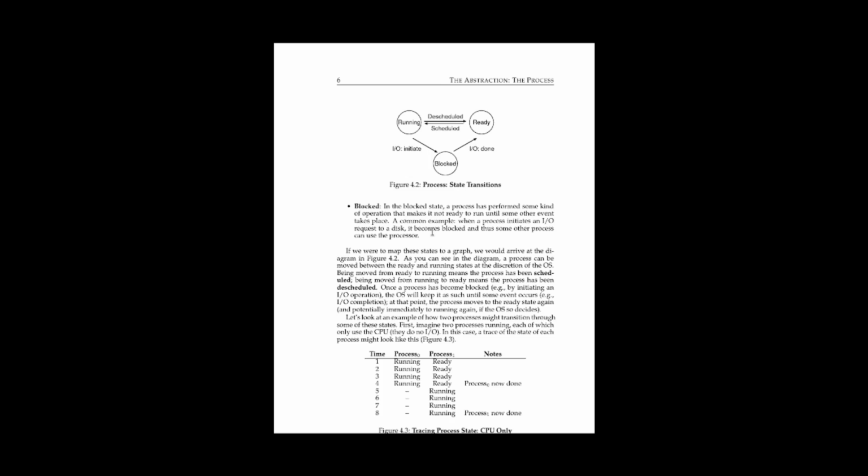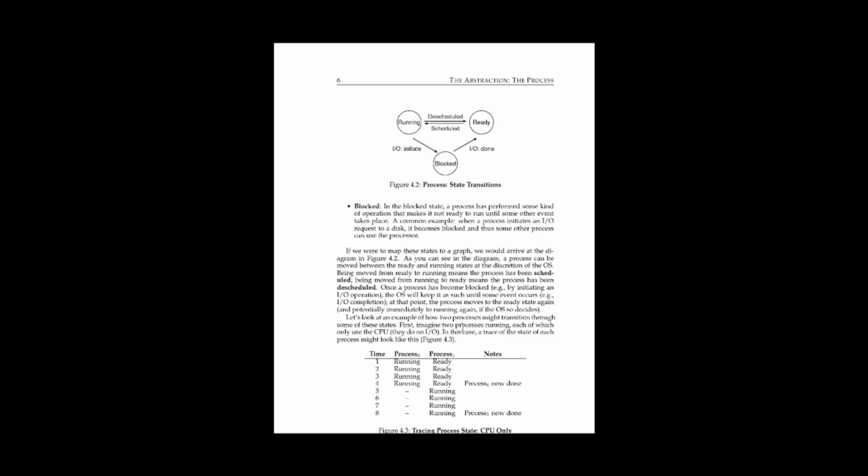As you can see in the diagram, a process can be moved between the ready and running states at the discretion of the OS. Being moved from ready to running means the process has been scheduled. Being moved from running to ready means the process has been descheduled. Once a process has become blocked, e.g., by initiating an I/O operation, the OS will keep it as such until some event occurs, e.g., I/O completion. At that point, the process moves to the ready state again, and potentially immediately to running again if the OS so decides.